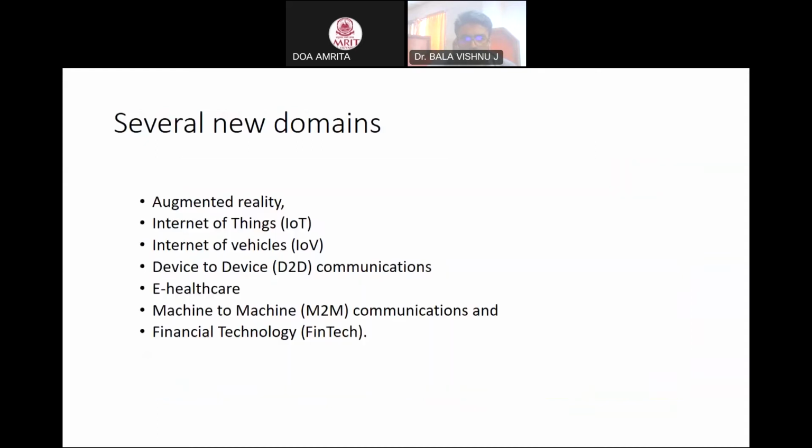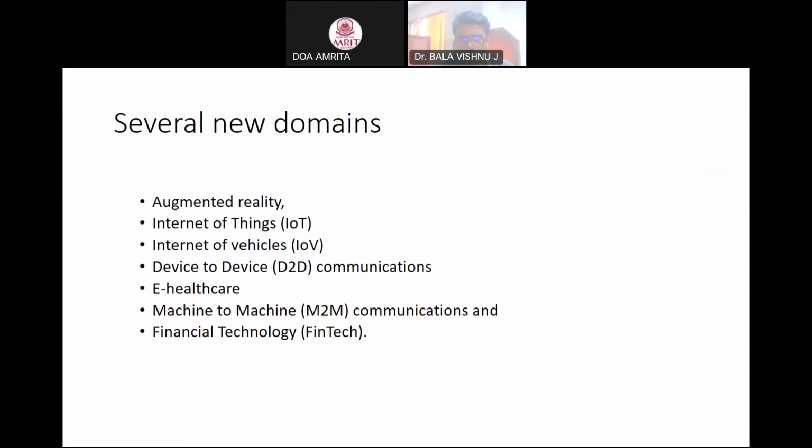And what are the several new domains in order to achieve this? By taking the different domains like augmented realities, Internet of Things, Internet of Vehicles, device to device communication, vehicle to vehicle communication, vehicle to everything, vehicle to infrastructure, and e-healthcare, machine to machine communications, artificial intelligence, and data analytics. So there are many domains for which it can be done.